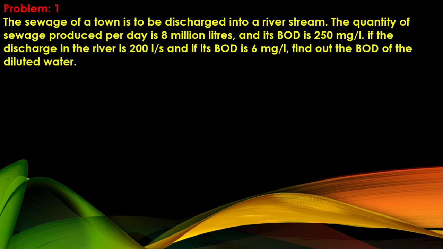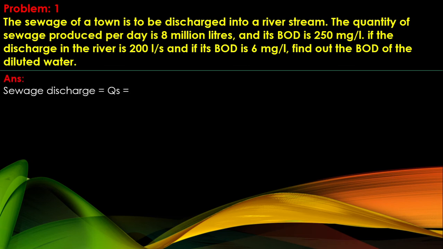Then, problem 1. The sewage of a town is to be discharged into a river stream. The quantity of sewage produced per day is 8 million liters, and its BOD is 250 mg per liter. If the discharge in the river is 200 liters per second, and if its BOD is 6 mg per liter, find out the BOD of the diluted water.